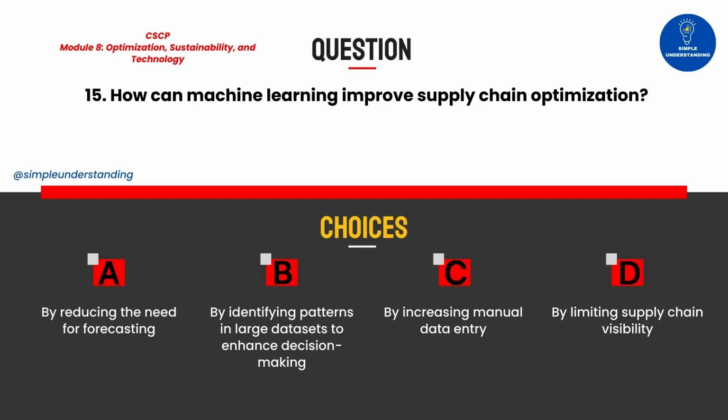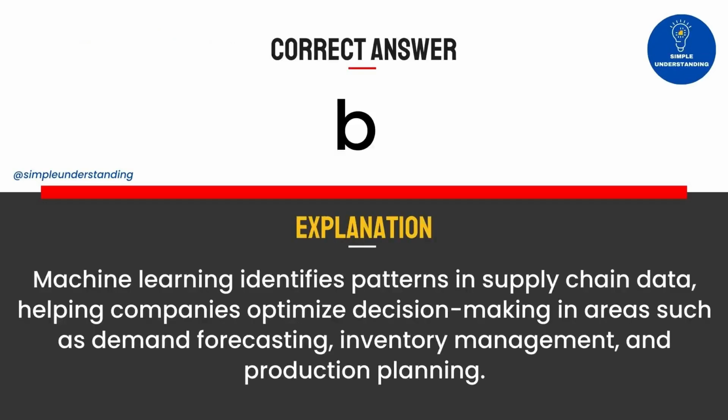15. How can machine learning improve supply chain optimization? A. By reducing the need for forecasting. B. By identifying patterns in large data sets to enhance decision-making. C. By increasing manual data entry. D. By limiting supply chain visibility. Correct answer: B. Explanation: machine learning identifies patterns in supply chain data, helping companies optimize decision-making in areas such as demand forecasting, inventory management, and production planning.